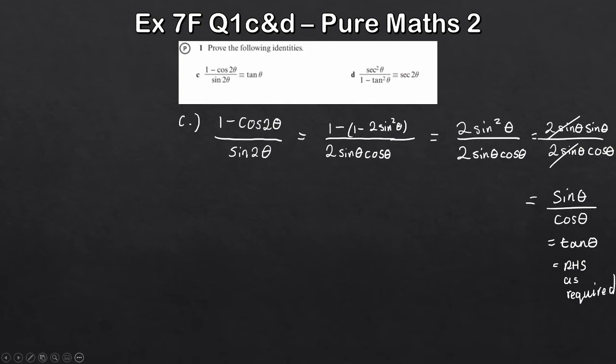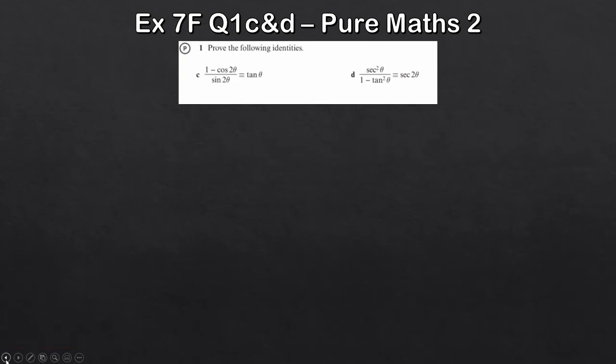The next one is a little bit trickier. This time we've got sec squared and we've got a tan squared involved, and we want to show that everything is equal to sec 2 theta. So how would we tackle one like this? Well, we just write it in a form that we know how to work with. So remember sec squared theta is 1 over cos squared theta. So what we can actually do is write this over 1 over cos squared theta times this 1 minus tan squared theta. I don't think I'm making much sense. Let me just write it out. Might make it a bit easier.